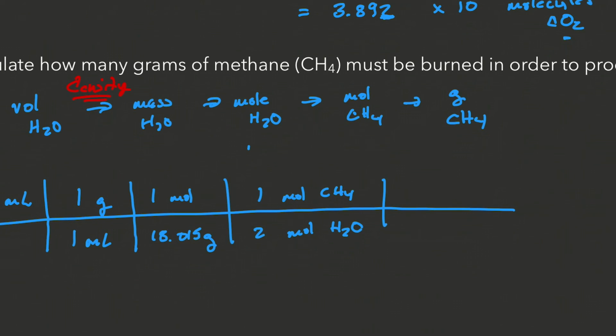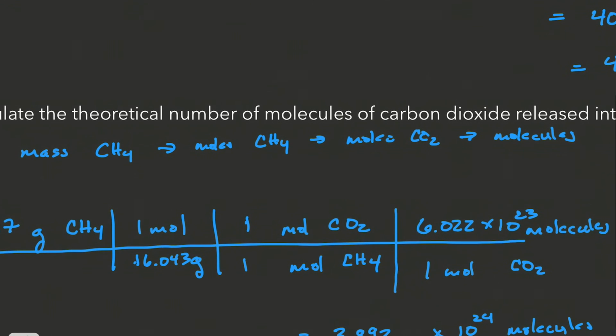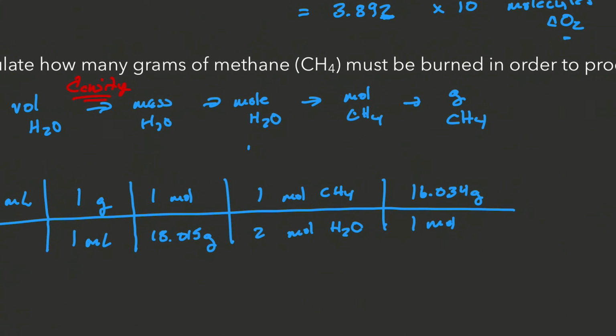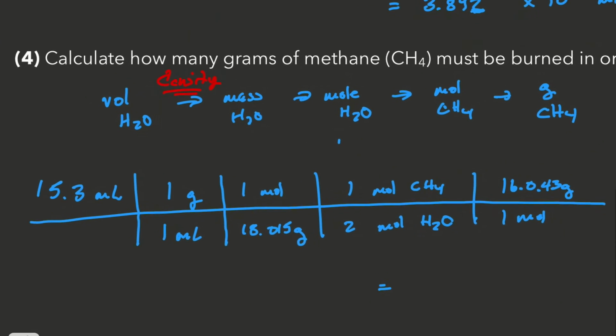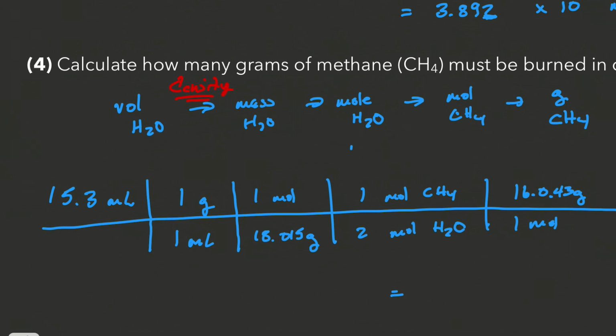Okay, molar ratio check. Last thing is I need mass. So I know that CH4 is 16.043 grams. It was worth a shot. For 1 mole, 16.043 grams. And there are my train tracks. So now I just need to plug that into my calculator. So I've got 15.3, 15.3 divided by 18.015 divided by 2 times 16.043.